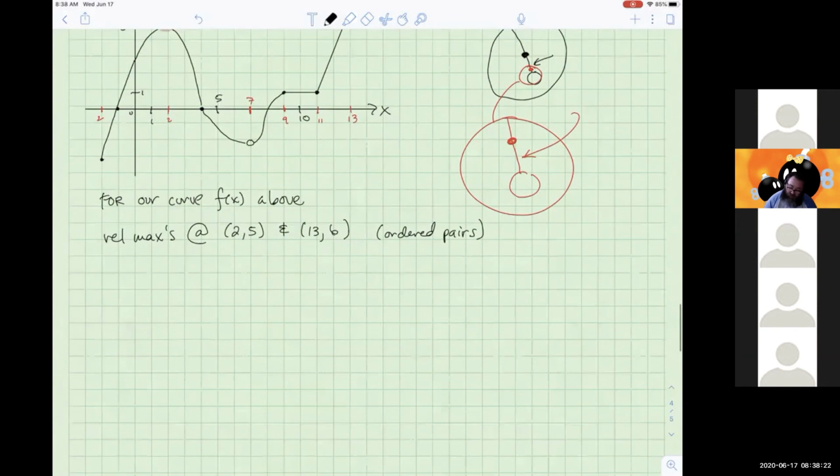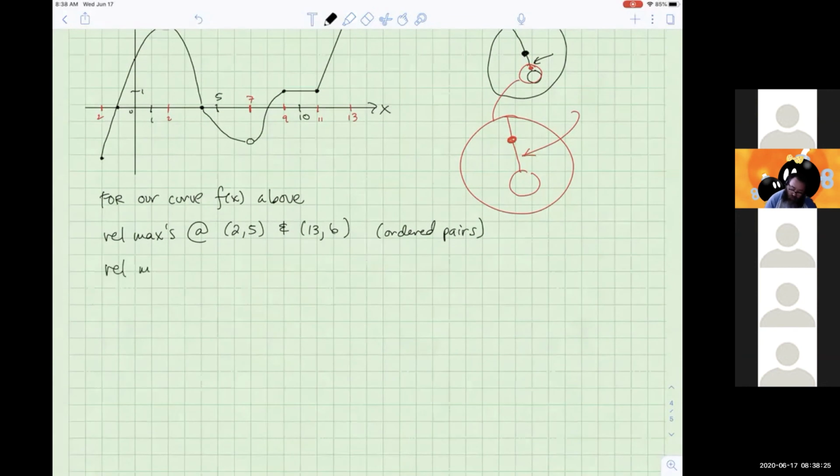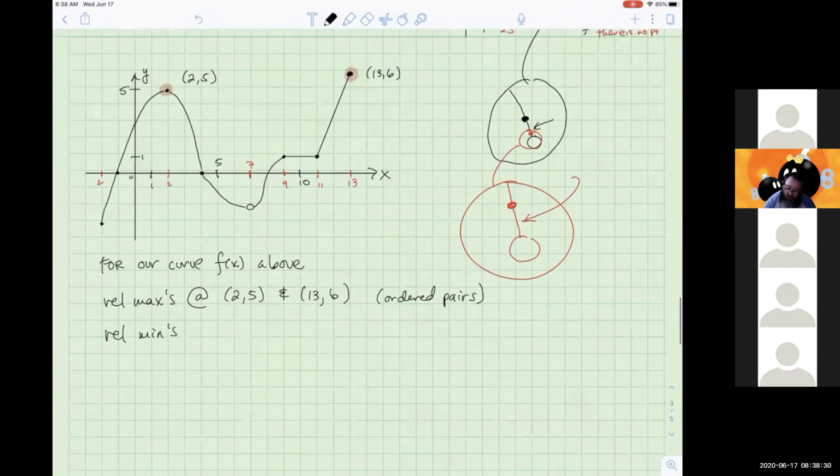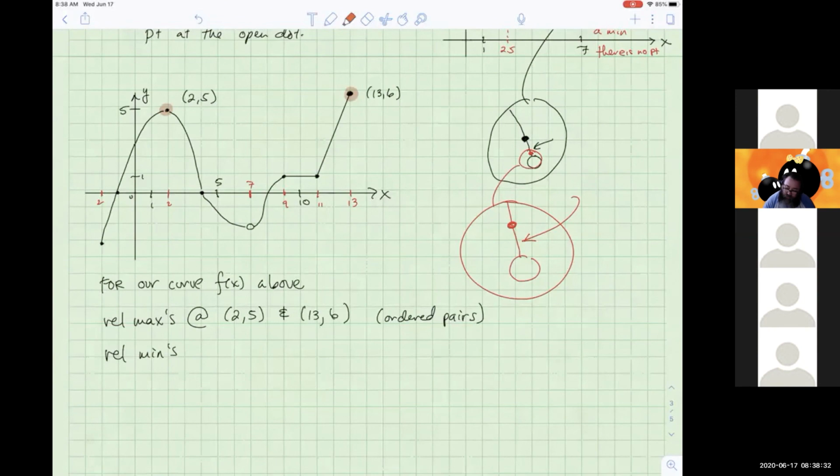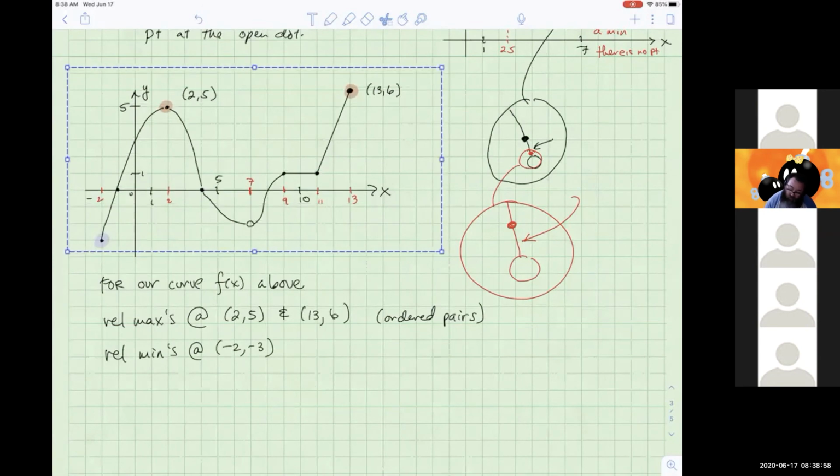And then we have relative minimums at, let's see. We got one there. And that's it. That's our only relative minimum. Relative minimum at, oops, this is a -2. -2, -3. This is bugging me. I have to shift this. There, that's better.